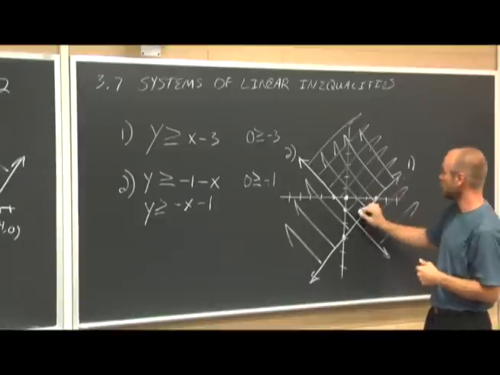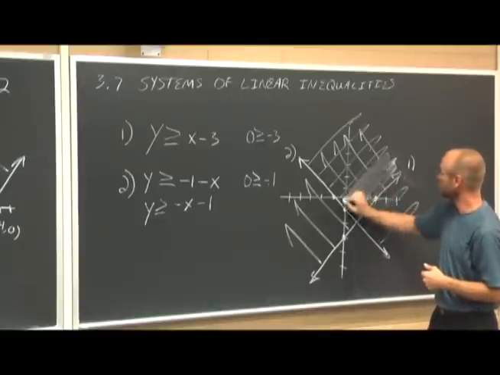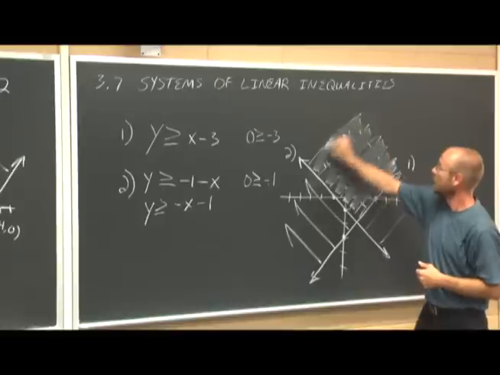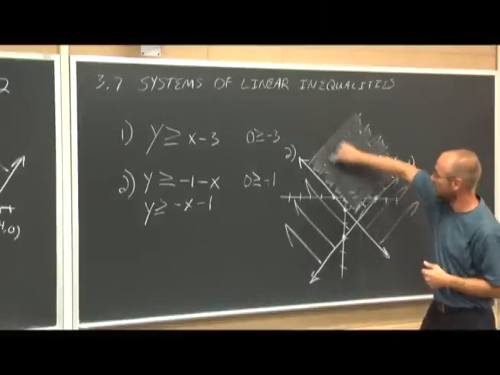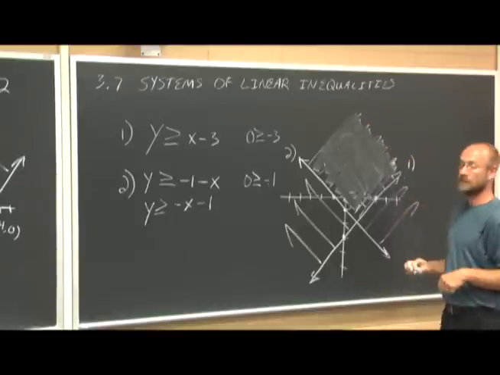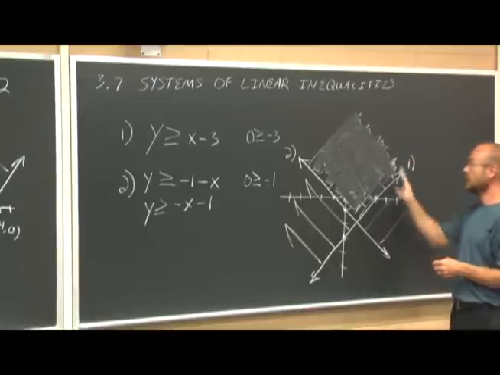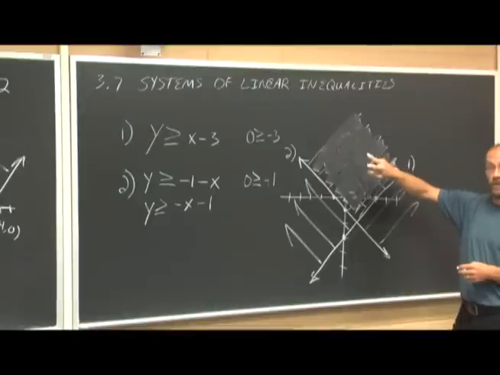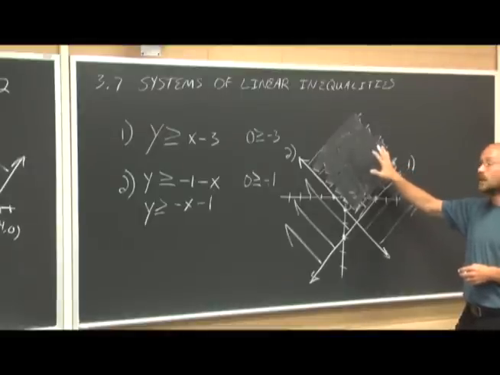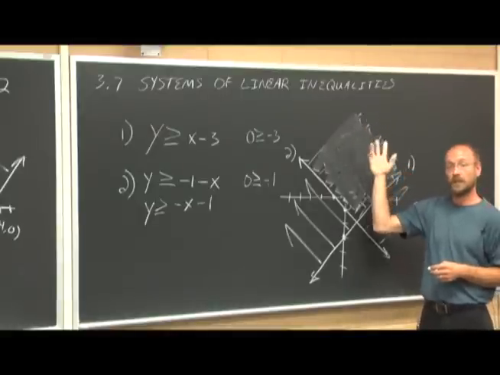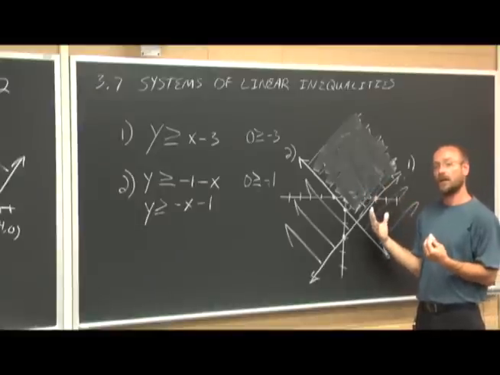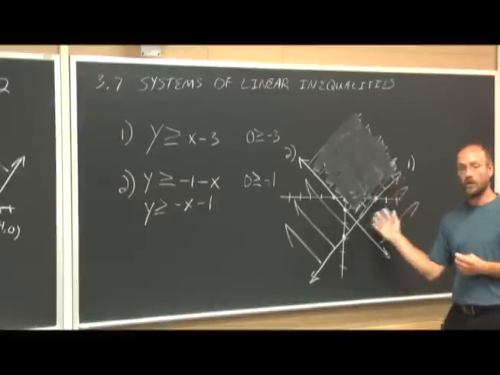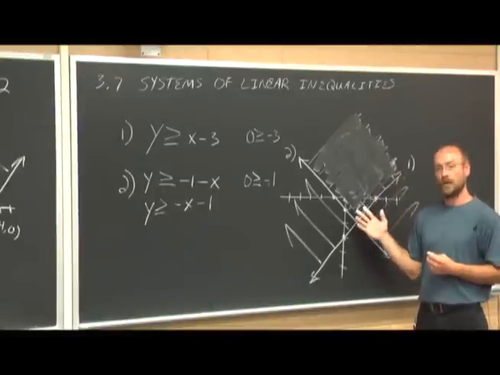If you want to take it further, maybe make it more visible for your instructor, you can go ahead and actually shade it in a little darker, which is not exactly the easiest thing to do with chalk. But you can see any value in this area will make both statements true. And that is our goal of systems of linear inequalities: we want to find the area on the graph that makes all the equations involved true statements.